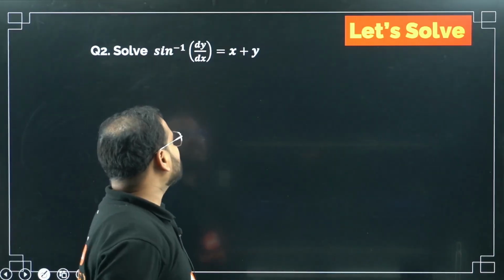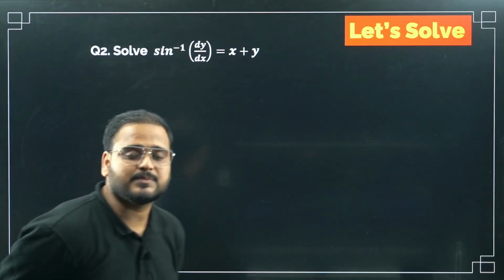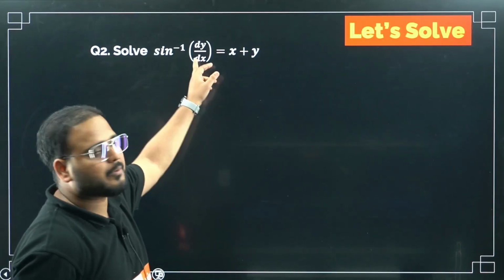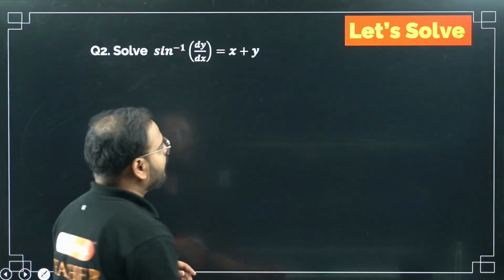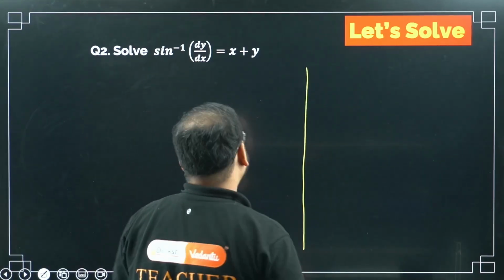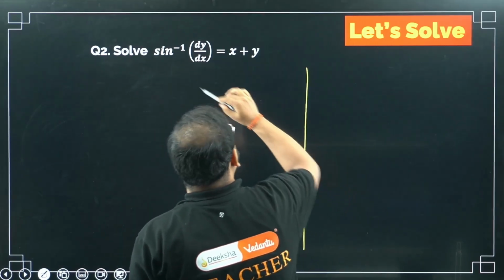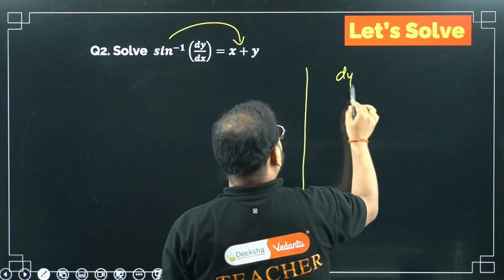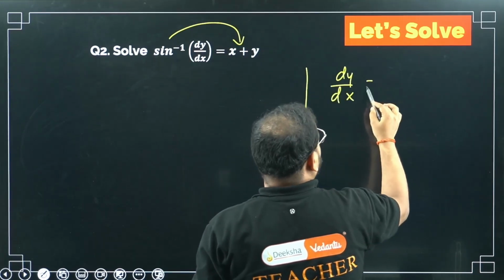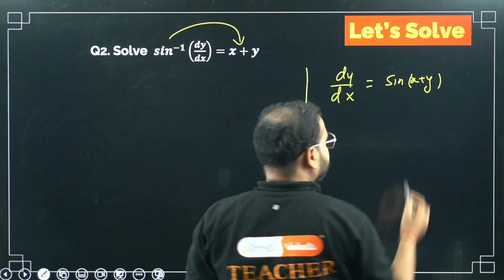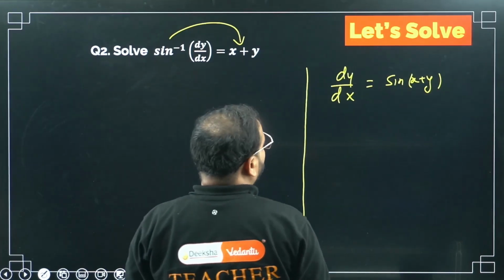Sine inverse of dy by dx equals x plus y. Is it first order differential, sir? Yes. Check the differentiation: how many times is it coming? Degree is also 1. A very good question. We'll have to use some substitution over here, so please pay attention. I can take this sine over here, and this will become dy by dx equals sine of x plus y. Correct?